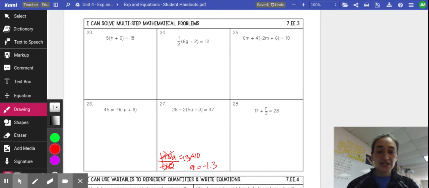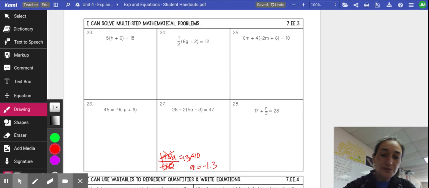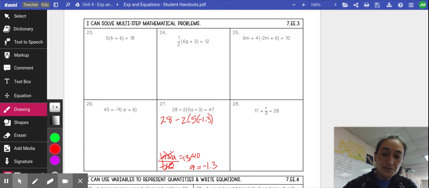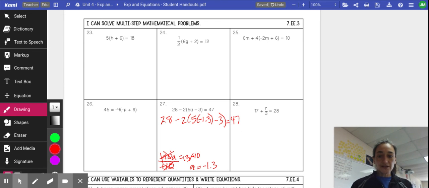And again, to check to see if my work is correct, I would use my calculator. Actually have it. Okay. And I'm going to take the original equation. I'm going to replace the a. Okay. 28 minus 2 times the quantity 5 times negative 1.3, and then minus 3 inside of there, and that should equal 47. Okay, so then I pick up the calculator, and I actually type that in.